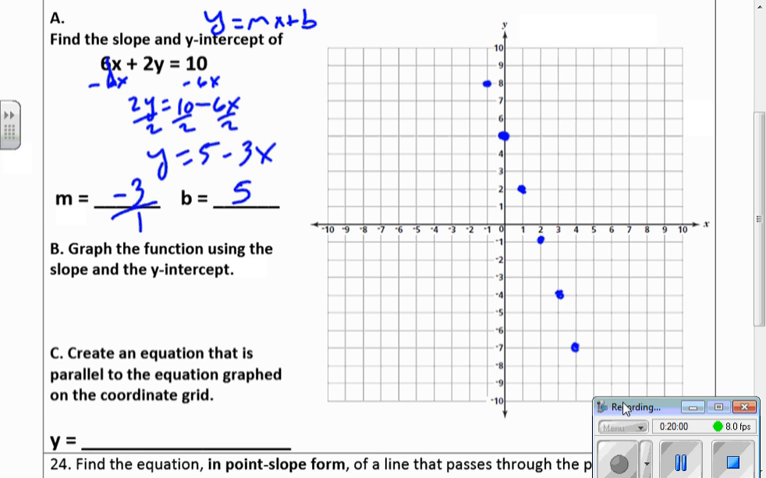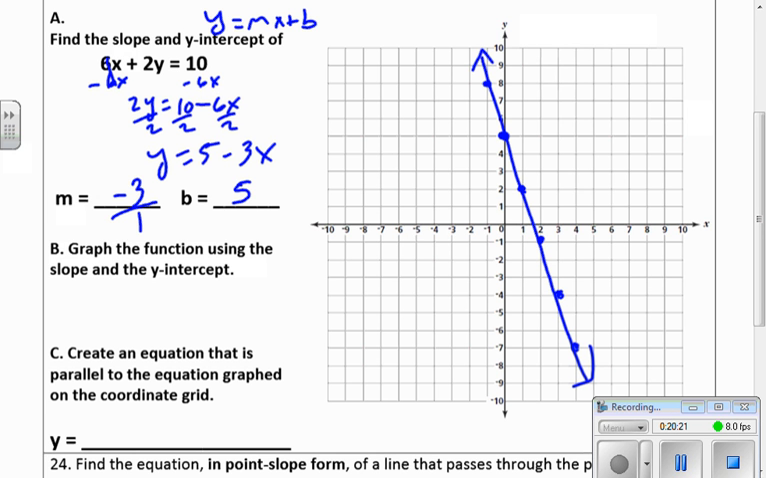I get out a ruler, I draw a straight line that's going to be better than mine, and then you add arrows and label the line. Y equals negative 3x plus 5, or whatever you want to write there. If you don't label the line, you will not lose points. You will lose points if you don't draw arrows. So you need to have arrows.